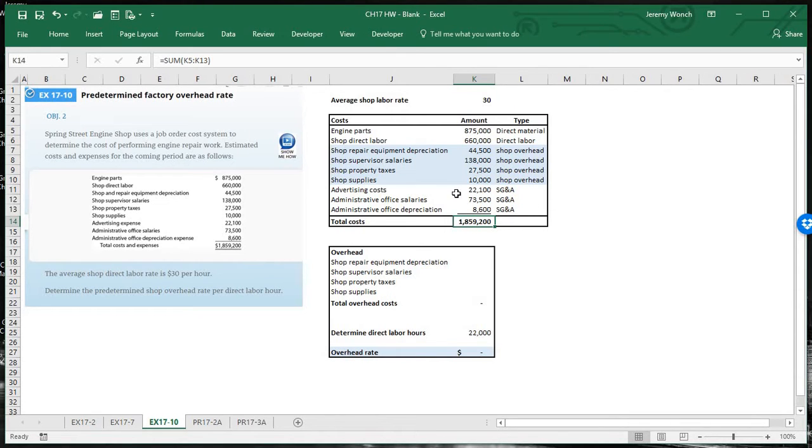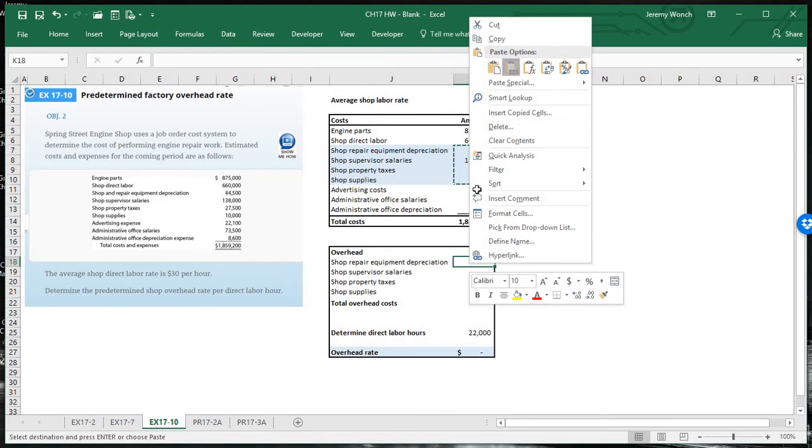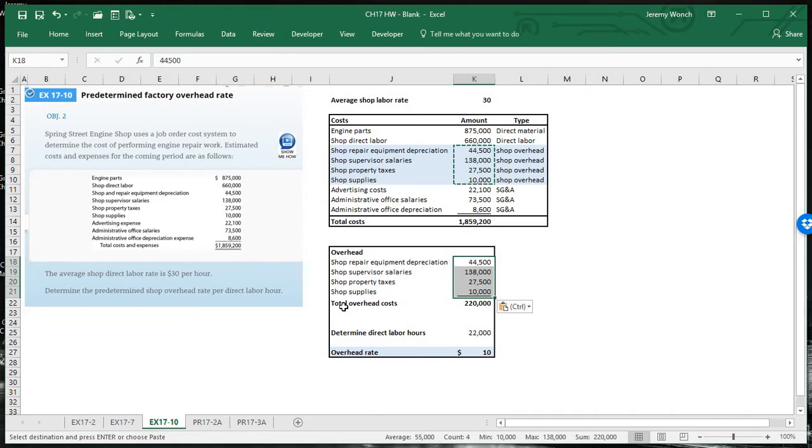We're in good shape. For this problem, we're just trying to come up with our overhead rate, so the only numbers we care about right now are the overhead costs. If we take our overhead costs and paste them down here, we have total overhead cost of 220,000. Then we calculate the total number of direct labor hours, because that's how we're going to apply that factory overhead rate: for every 1 hour of labor, we're going to apply essentially 1 hour of factory overhead.